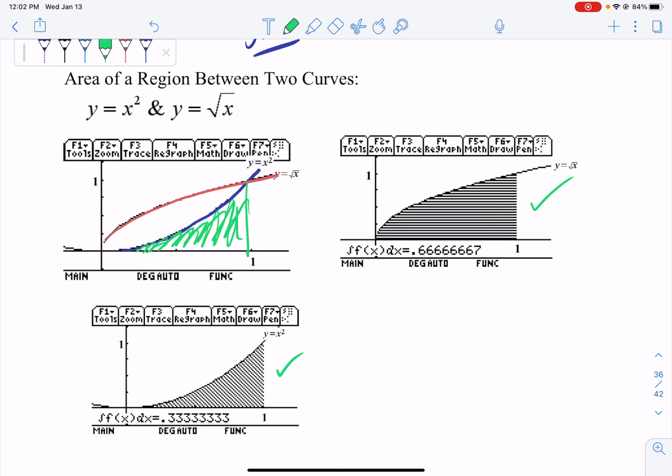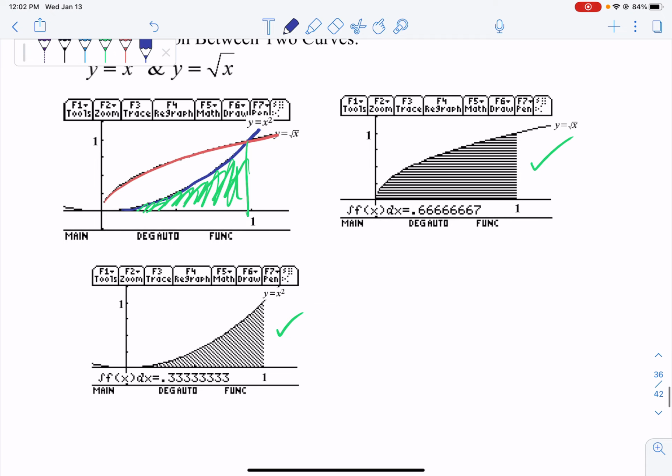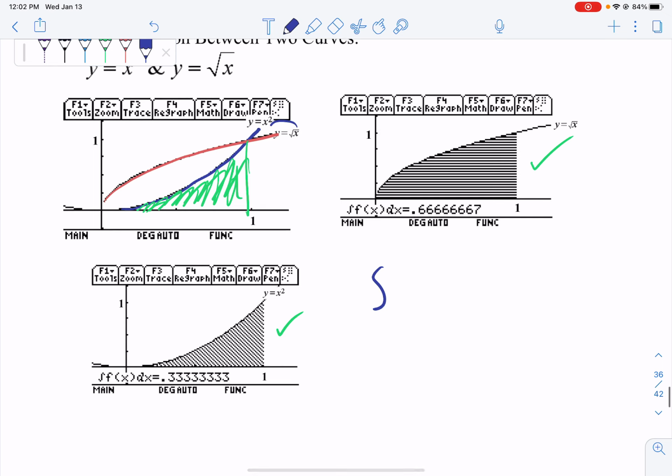Now, the way that we do this in calculus, we're actually going to use integrals, okay? We're going to take the integral of the top function, and in this case, my top function is my root x, and then we're going to subtract the bottom function, which is x squared. Okay, we're going to take the integral of the top function minus the bottom function. Now, the only thing that we need to figure out is what our limits are, okay? What limits we're integrating between.